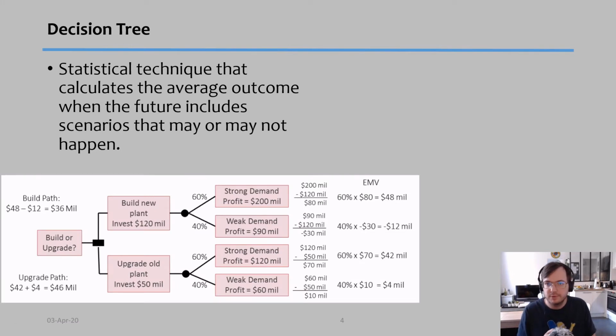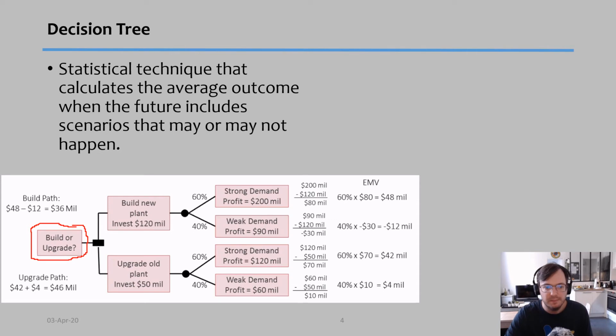Another one to have is, for example, a decision tree. Decision trees are very useful, but only when we have the data. As an example, I found this example online and I think it's very good. This is a statistical technique that calculates the average outcome when the future includes scenarios that may or may not happen. Here we have an option for a factory: should I build a new factory or should I upgrade my current factory?